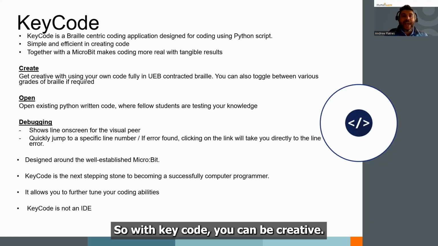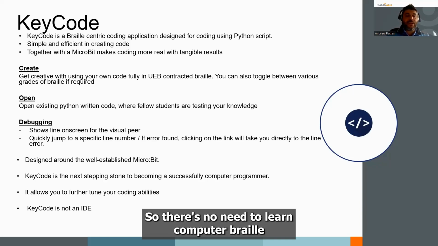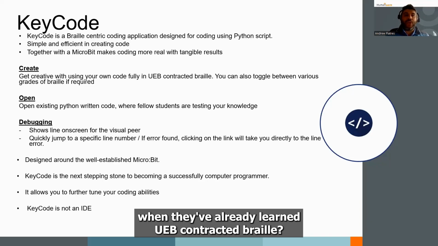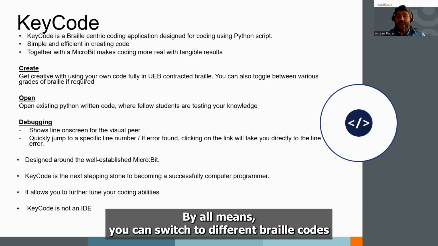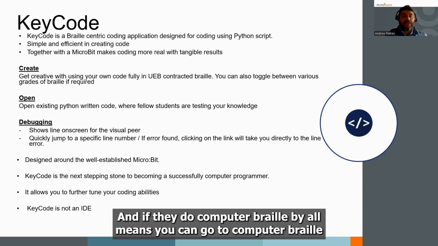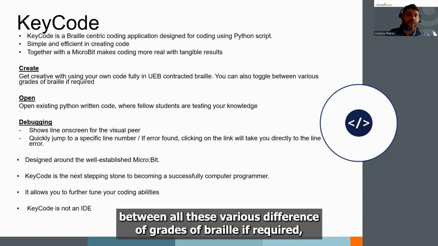So with KeyCode, you can be creative. You can create your own code fully in UEB contracted Braille, so there's no need to learn computer Braille. Why introduce a new language for someone who's young when they've already learned UEB contracted Braille? By all means, you can switch to different Braille codes. If they don't know contracted Braille, they can do uncontracted, and if they do computer Braille, by all means, you can go to computer Braille. You can toggle between all those various different grades of Braille if required.